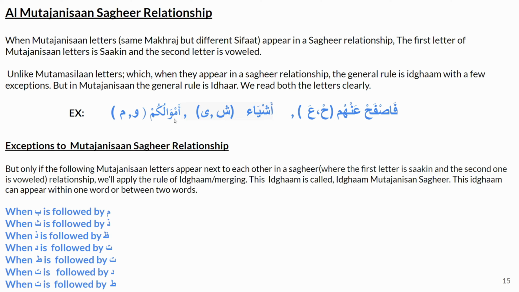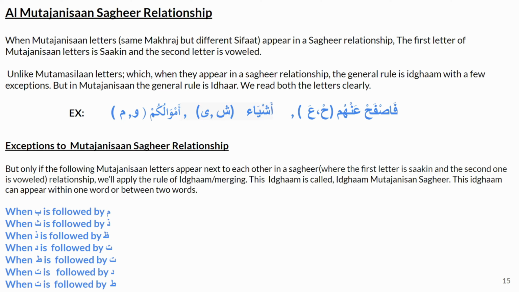Letter meem carries the characteristic of ghunna, while waw does not have it. And when letter waw is in a lean condition, it carries the characteristic of lean. They are mutajaanisaan letters. They are appearing next to each other in a saghir relationship, but we recite both of them with idhar like this. Amwalukum. But there are certain mutajaanisaan letters when they appear in a saghir relationship.